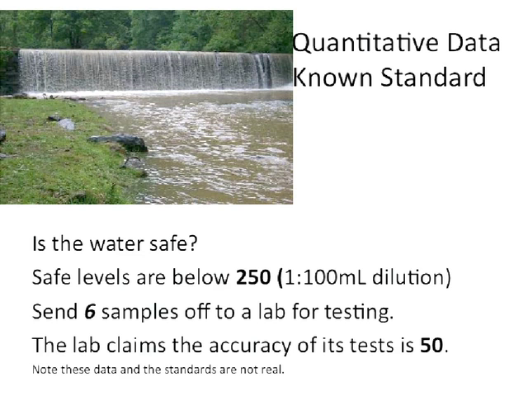So you take 6 samples and you send them off to a lab for testing, and the laboratory says, our results are very accurate. We can determine the levels of coliform to a level of 50, and so you're going to get your numbers back, and you want to know, is my water unsafe or not?